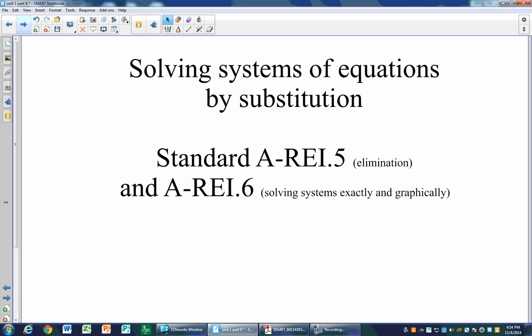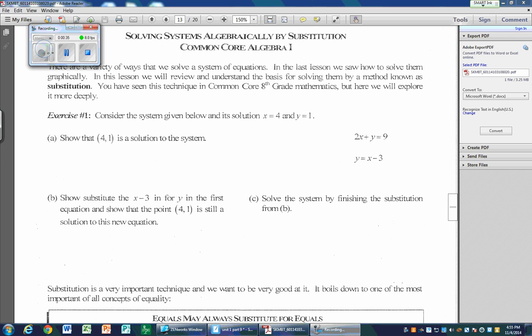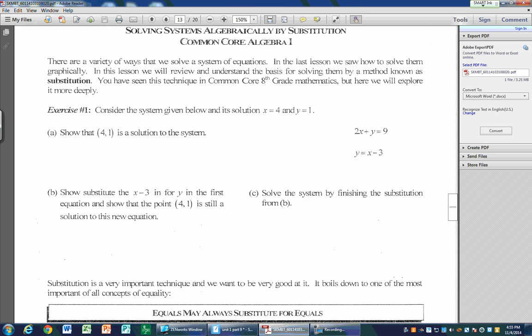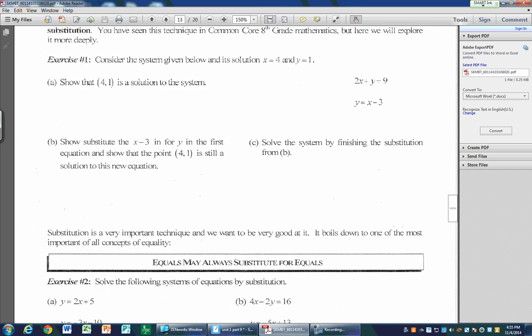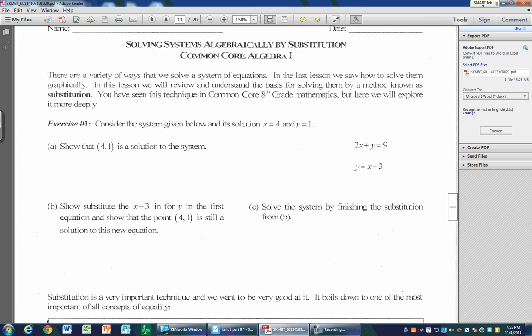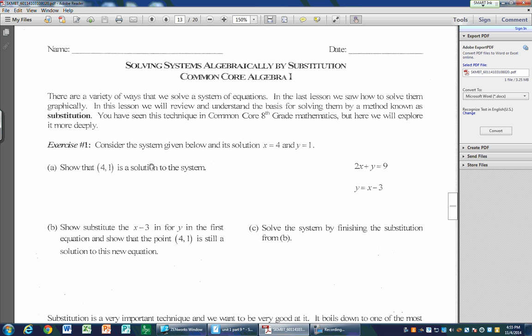So we are on page 131 of my book. So make sure that you're on it. It actually isn't physically my book. I didn't make these worksheets, but I put them together, a compilation of a whole bunch of different workbooks. Anyway, let's get on to solving systems algebraically by substitution.